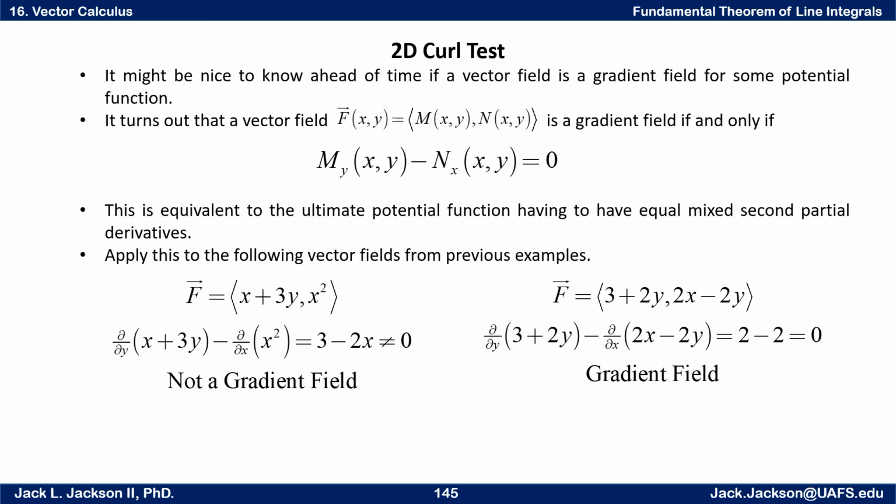But not all vector fields are path independent, so if you take line integrals between the same two points but along a different path, the result may not be the same thing. It turns out that a field is path independent if and only if it's a gradient field, and that happens exactly when this condition right here is satisfied.